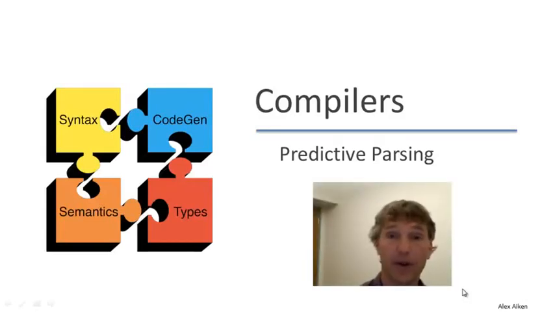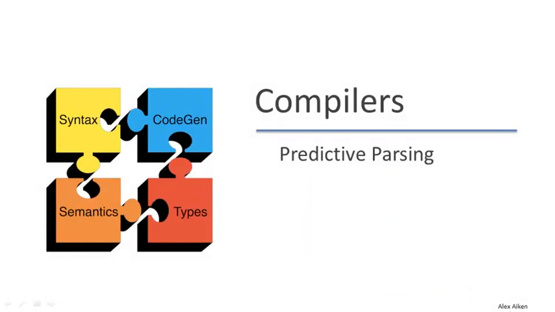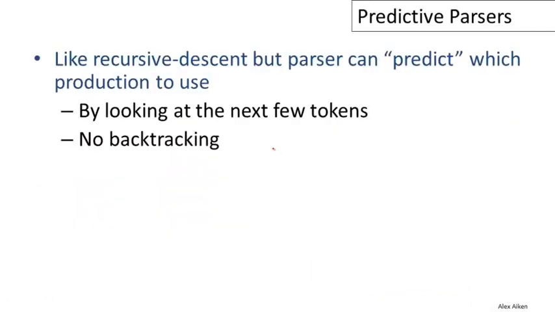In this video, we're going to continue our discussion of top-down parsing algorithms with another strategy called predictive parsing. So predictive parsing is a lot like recursive descent. It's still a top-down parser, but the parser is able to predict which production to use, and it's never wrong. The parser is always able to guess correctly which production will lead to a successful parse, if any production will lead to a successful parse.